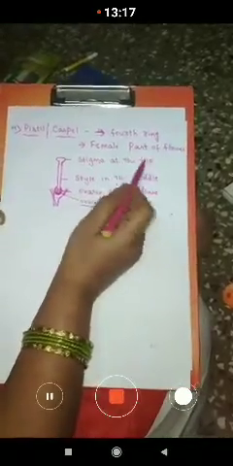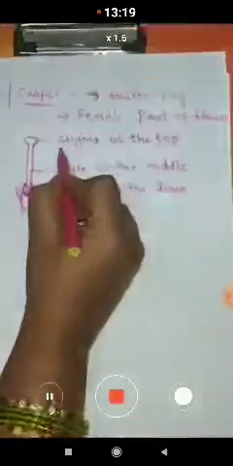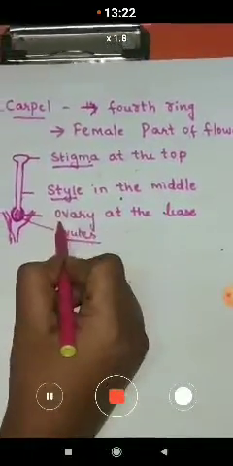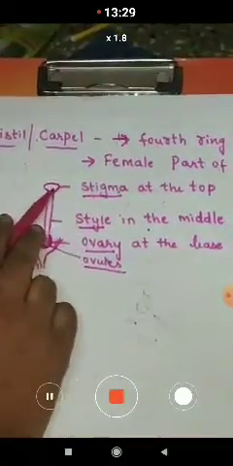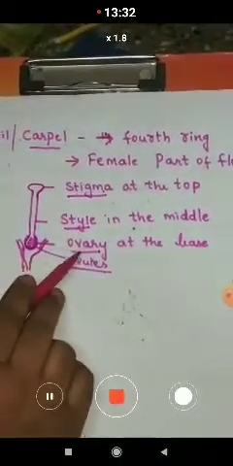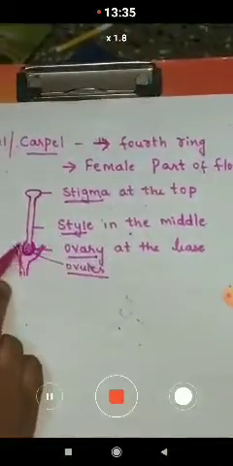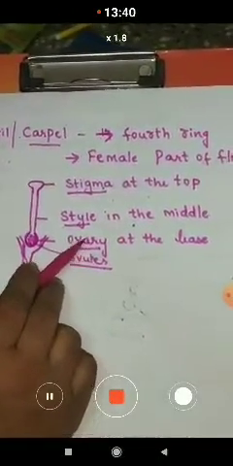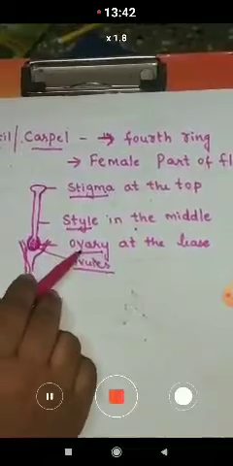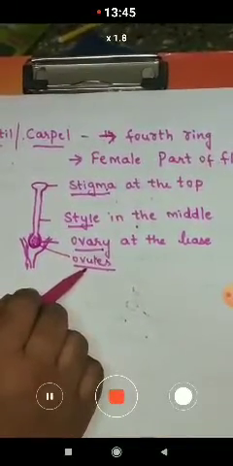The fourth one is the pistil or carpel. It is the female part of the flower. It has 3 parts, children: stigma, style and ovary. Stigma is at the top, style is in the middle and ovary is at the base. And inside the ovary you can observe small round, ball-like structures. These are the ovules.